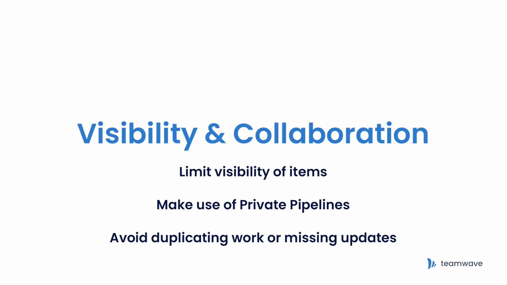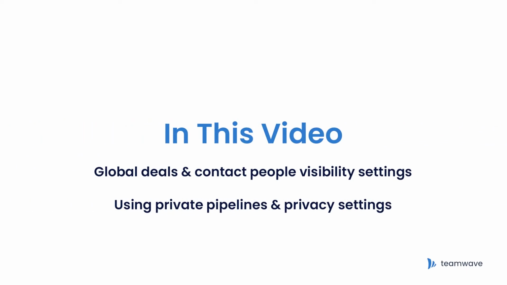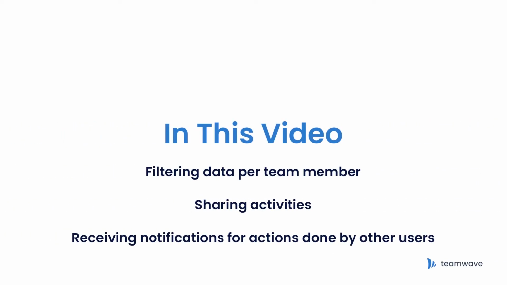Limit the visibility of your items, create a workforce of private pipelines, and get an overview of the most key features when it comes to working together in a team to avoid duplicating work or missing updates. In this video, we cover global deals and contact people visibility settings using private pipelines and privacy settings, filtering data per team member, sharing activities, and receiving notifications for actions done by other users.